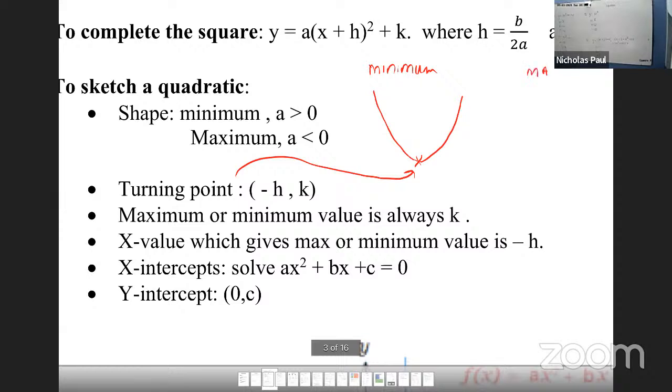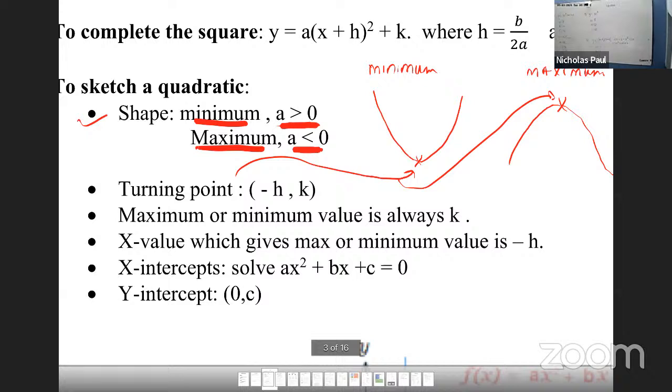And there is also a maximum with a shape like this. Again, that point is called the turning point. You will recognize it increasing and then it turns to decreasing. That's what's called the turning point. So the first thing we need to know is how to find those things. Number one, how to get the shape. For a minimum, the a value is always more than 0. For a maximum, the a value is always less than 0.